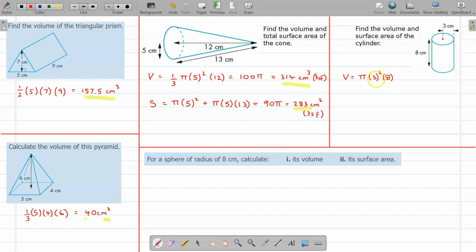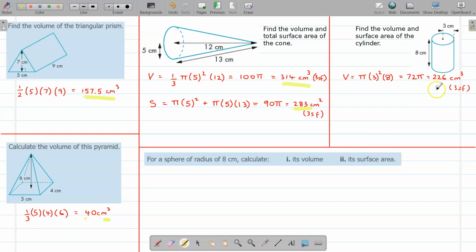And that's going to be, well, 3 squared is 9, 9 eights is 72. So the answer is 72 pi. Okay, that's the exact answer. And it may ask you for that, but if it doesn't, it probably will ask you for 3 significant figures. That comes to 226 centimeters cubed. Okay, and that's to 3 significant figures.